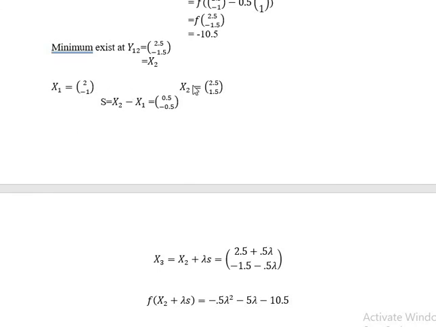Then let us denote it by y12, that is equal to x2. So we got x1 and x2. Then we can calculate the step length s equal to x2 minus x1, that is equal to (0.5, -0.5). So x3 equal to x2 plus lambda s. Then after simplification we will get (2.5 plus 0.5 lambda, -1.5 minus 0.5 lambda). Then calculate the function at that point x2 plus lambda s. You will get a quadratic equation in lambda.